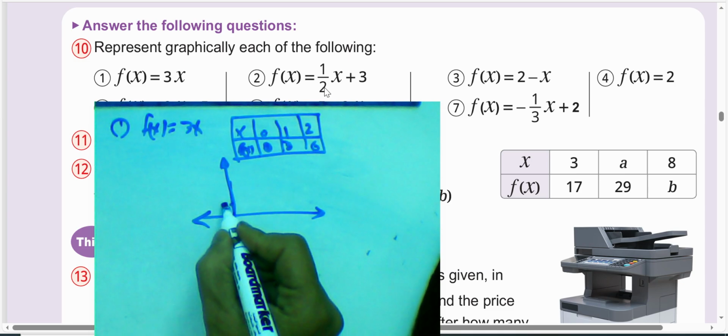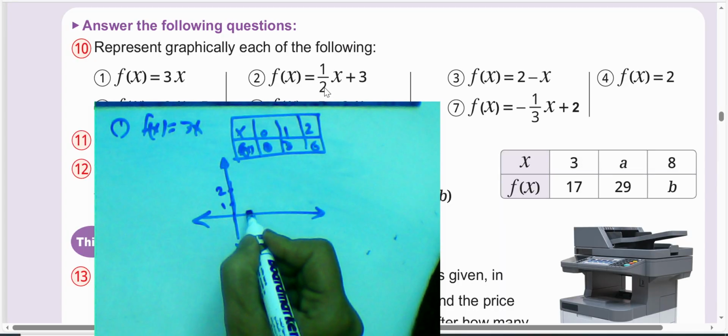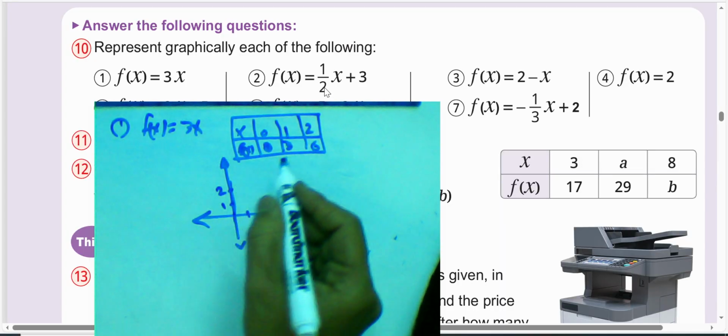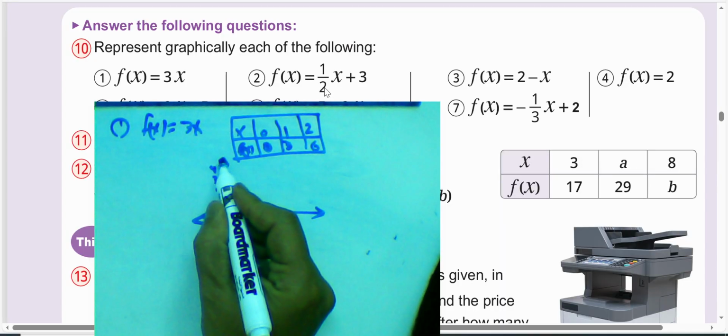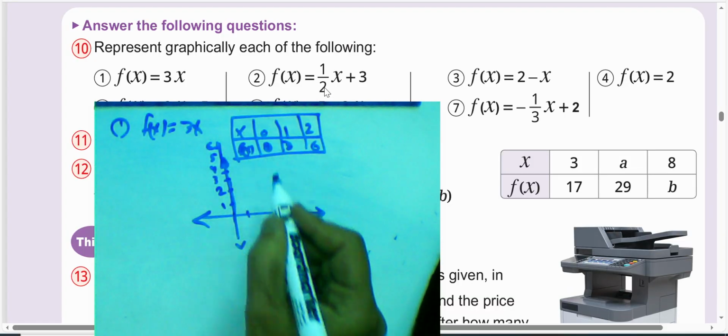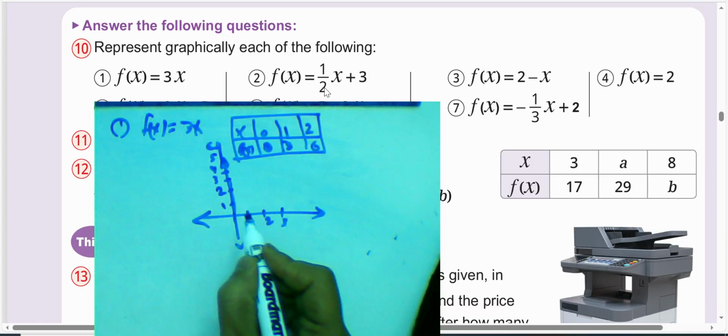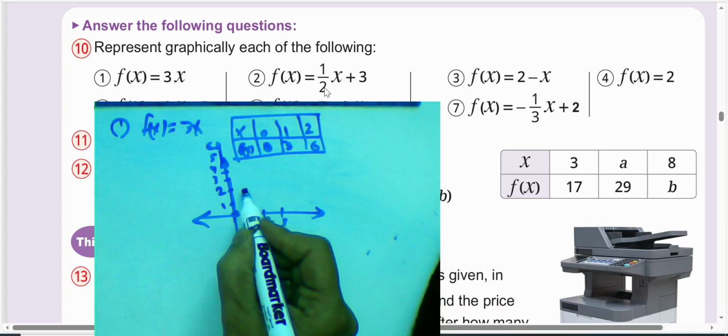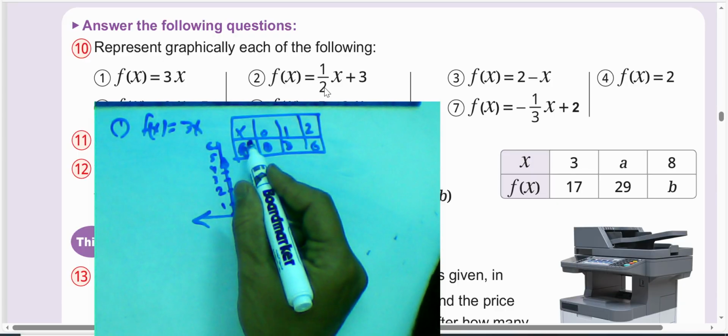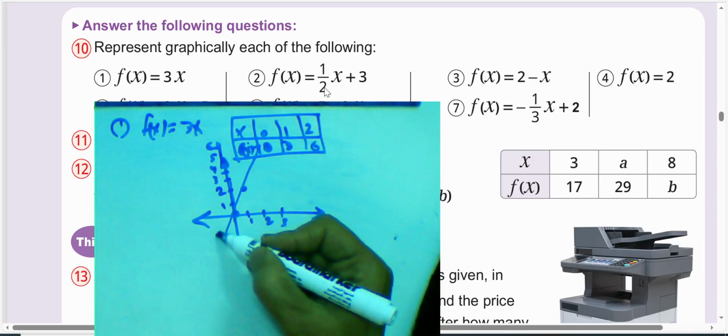We have 0, 1, 2, and going to 6: 3, 4, 5, and 6. And we have 1, 2, 3. The image of 0 is 0, 1 is 3, and 2 is 6. Then the straight line like this, passing through 2 points.